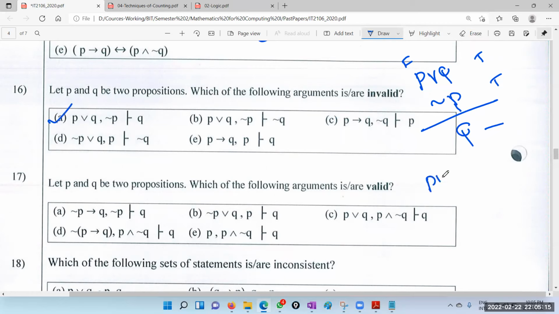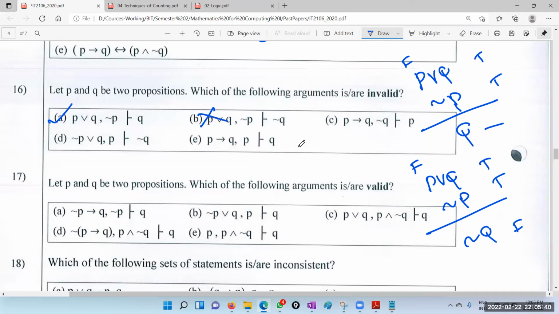Next one: P or Q, not P, therefore not Q. Again we say these are true. Not P is true means P is false. When P is false, for this to be true, Q must be true. Q must be true means not Q must be false. So this must not be true, it must be false.